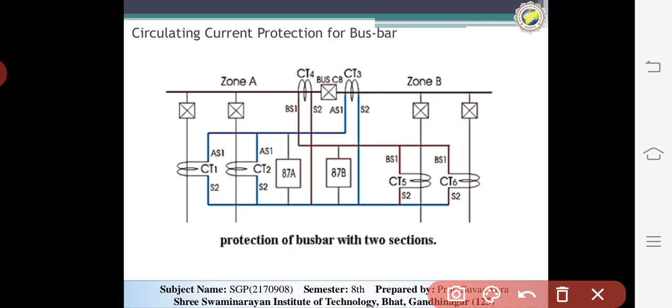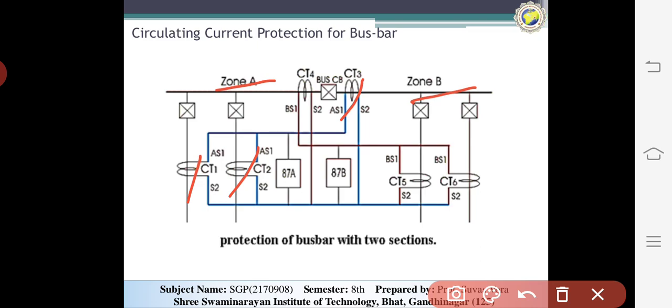Let us discuss the protection of the bus bar with two sections. Here we can bifurcate zone 1 and zone 2. It means these are two different protection zones. Section A, or zone A, is bounded by CT1, CT2 and CT3. CT1 and CT2 are the feeder CTs and CT3 is the bus CT.